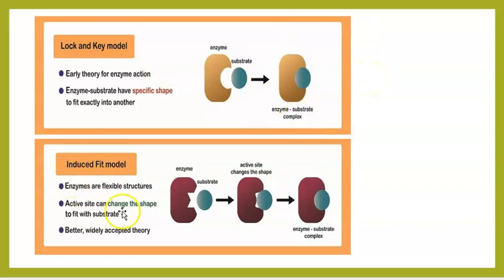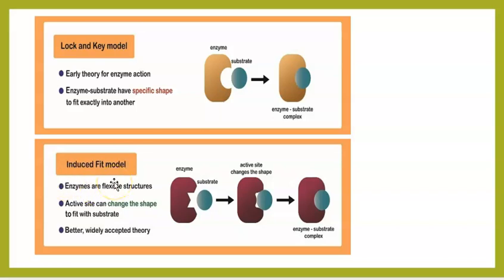What is the induced fit model? The lock and key model says that the enzyme has a specific shape. They are not flexible. The active site is not flexible. So if it's triangular, a triangular substrate can bind. If it's circular, a circular substrate can bind.